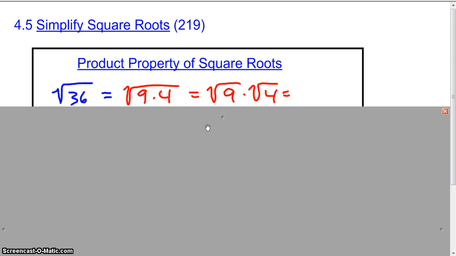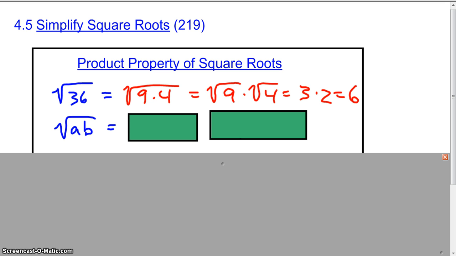The square root of 9 is? 3. Say it, 3. And the square root of 4 is? 2. And 3 times 2 is? 6. So you would never want to do this. You know that 36 has a square root of 6, right? But we are able to see the product property of square roots when we pull that number apart and we find the roots of its factors, right? Factors are terms you're multiplying together.